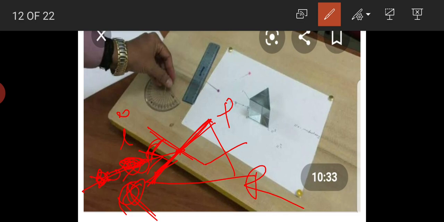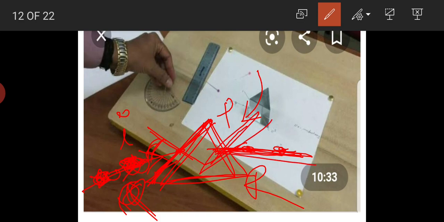Now replace the prism in its original position. Try to observe these pins from the other side. Wherever you see the image of the pins, mark a point over there. Now, using a scale, join these two points with a straight line, and measure the angle between the normal and this straight line.